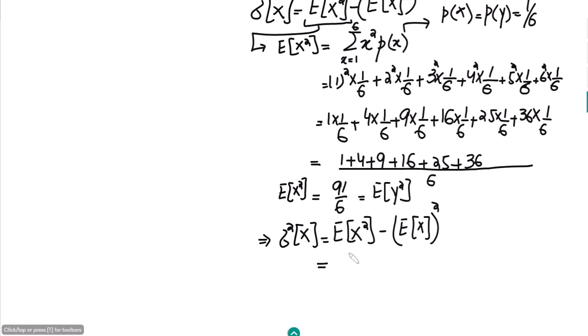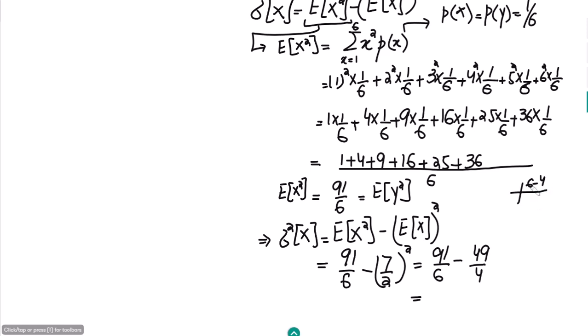So E of X square is 91 by 6, and this E of X is 7 by 2 whole square, which we will get ultimately as 91 by 6 minus 49 by 4. Okay, let me find out the LCM of 6 and 4. So 6, 4, 2, 3, 6, 2, 2, 4. So 3 to 6, 6 to 12.